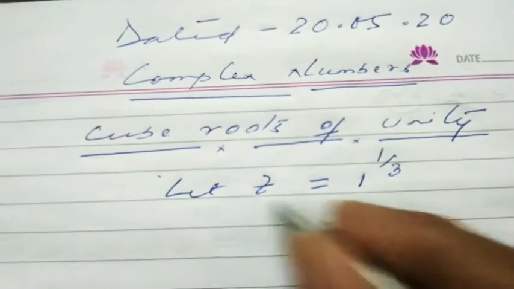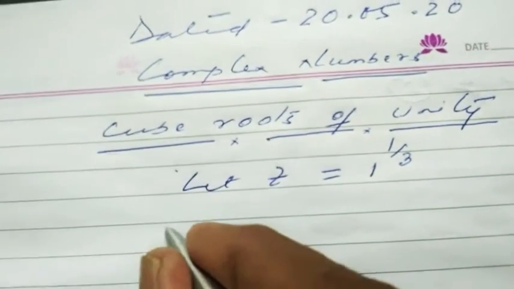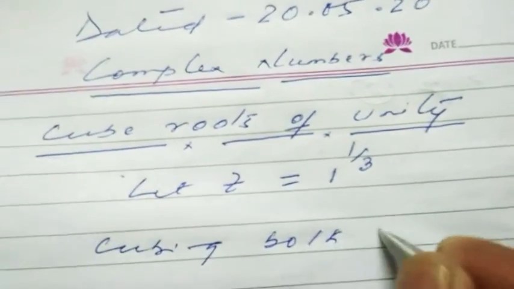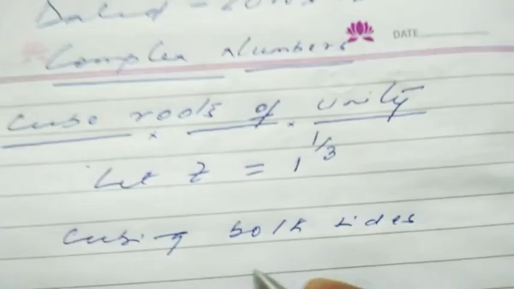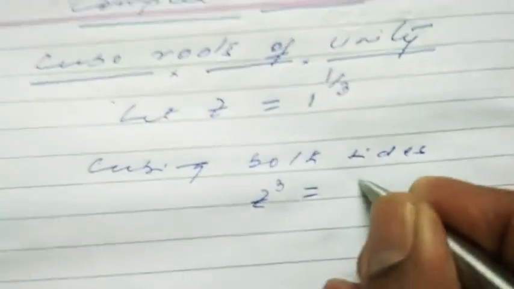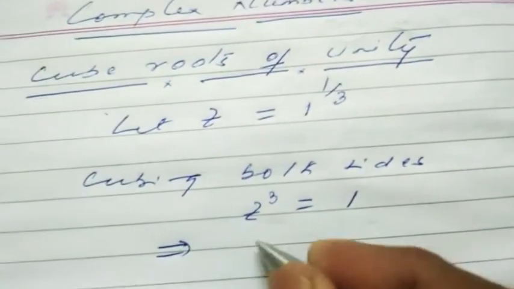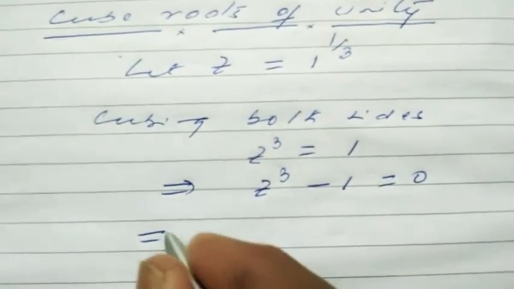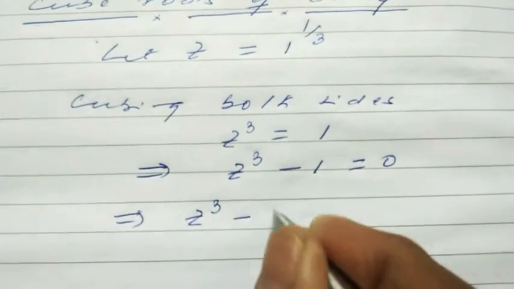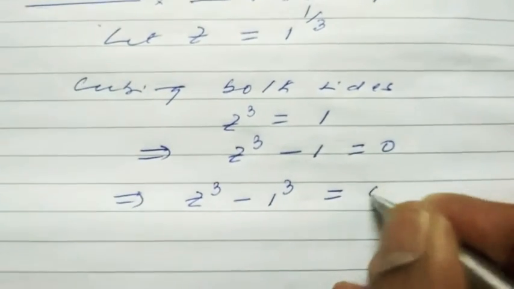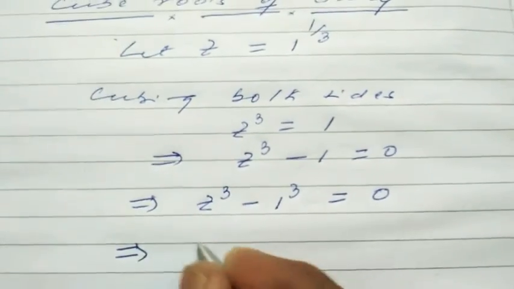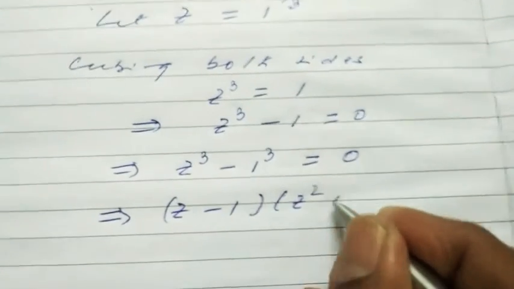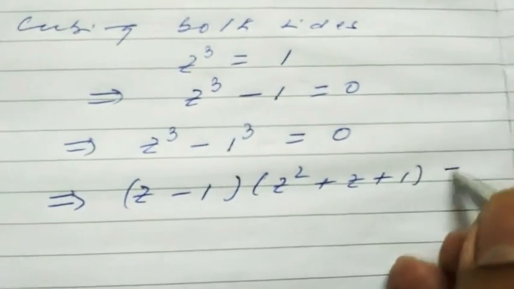So we have taken z is equal to 1 to the power 1 by 3. Cubing both sides, z cubed is equal to 1. This implies z cubed minus 1 is equal to 0. This implies z cubed minus 1 cubed is equal to 0. That implies z minus 1, using the a cubed minus b cubed result, into z square plus z plus 1. So we have two factors.